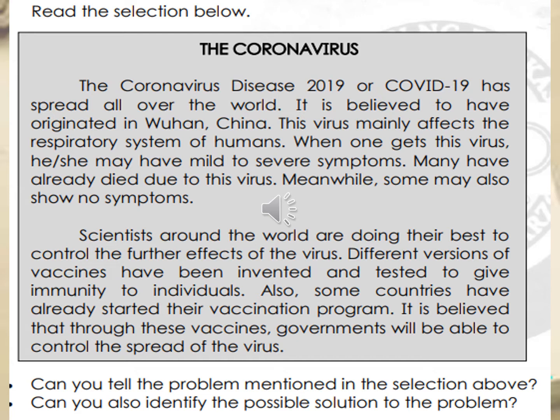Scientists around the world are doing their best to control the further effects of the virus. Different versions of vaccines have been invented and tested to give immunity to individuals. Also, some countries have already started their vaccination program. It is believed that through these vaccines, governments will be able to control the spread of the virus.